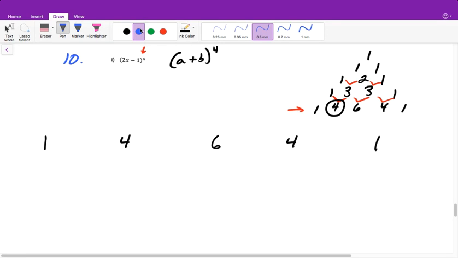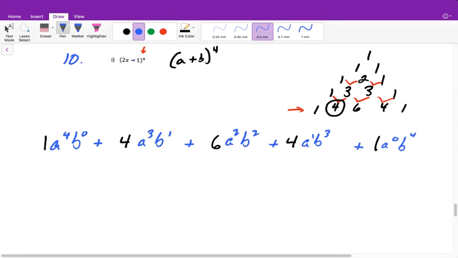And then we will start with our a. Remember, it gets raised to the same power that we have. So it's a to the fourth, a cubed, a squared, a to the first, and a to the 0. B starts with 0, and then we add 1 every single time. So it's b to the first, b squared, b cubed, and b to the fourth. And these are all positive in between. This negative sign is just going to work itself in as we go ahead and do this.